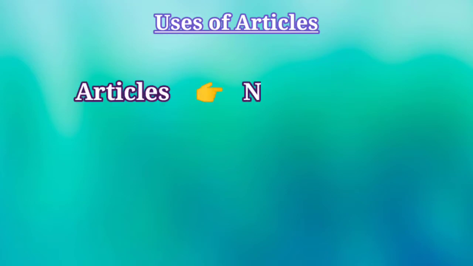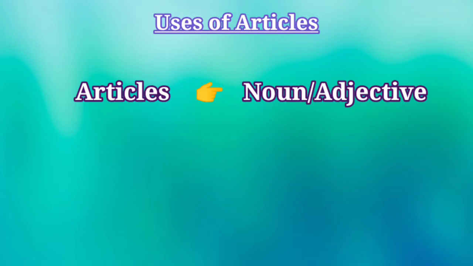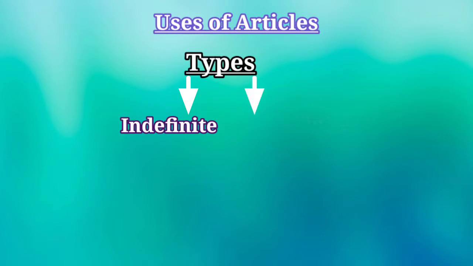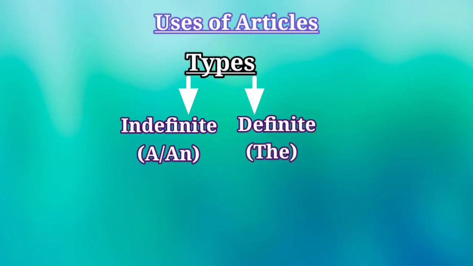At first let me tell you why we use articles. Articles are used to point out a noun or an adjective. Then its types. There are two types of articles in English: indefinite article and definite article. A or an come under indefinite article and the comes under definite article.